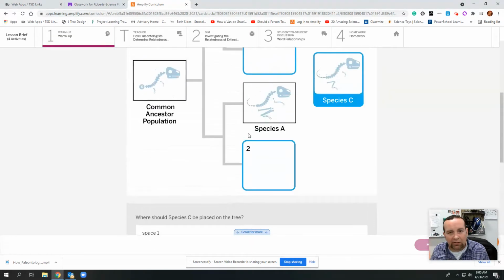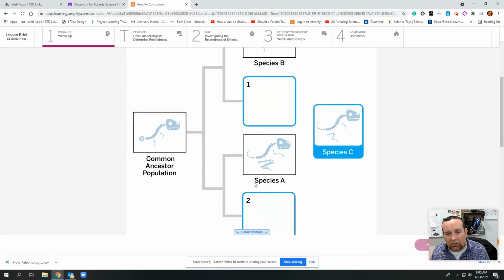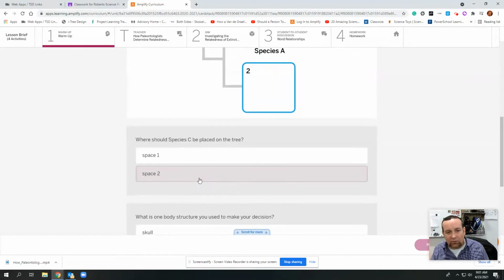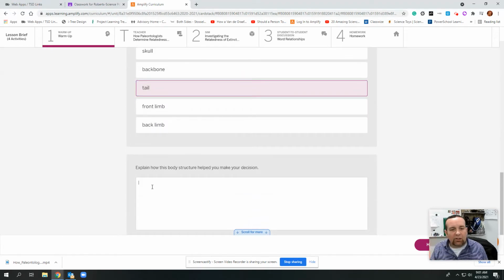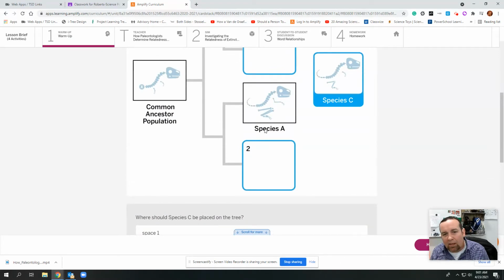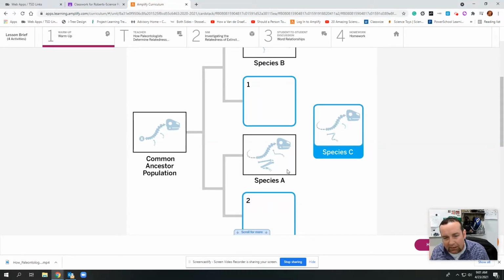Kidding. Wanted to help you out here. Wanted to make sure that we noticed that species B doesn't have a tail while species A does. So species C is probably more closely related to species A, so it should go in position 2. It was the tail that gave that away. And your explanation should say something like that. Species A has a tail while species B doesn't. Species C most likely is closer related to species A.